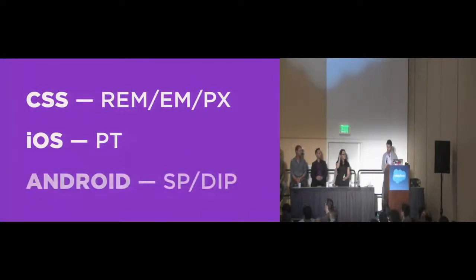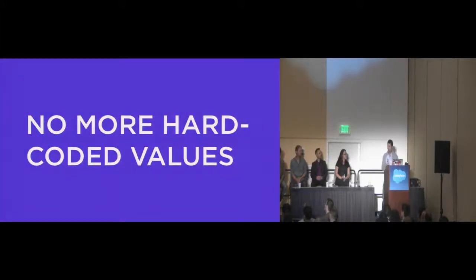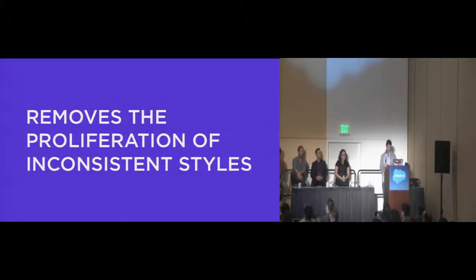Again, historically, designers wouldn't often communicate with each other, and they'd send designs over to development teams, and oftentimes there'd be subtle differences in colors and font sizes and such. And so by having a single source of truth, we've removed the proliferation of inconsistent styles.